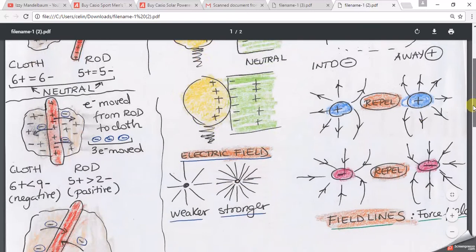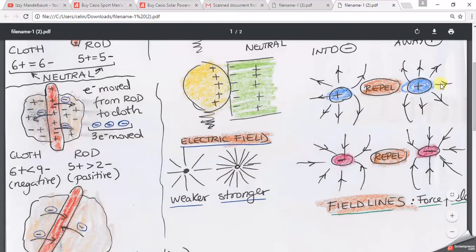Okay, if we have 2 positive or 2 negative charges brought closer to one another, we see that positive and positive will repel each other, and these field lines will not meet anymore. They will be pushed away from one another. The same with negative and negative: they repel, so the field lines are pushing away. Now we see the arrows point in different ways, but that has nothing to do with the fact that they repel each other.